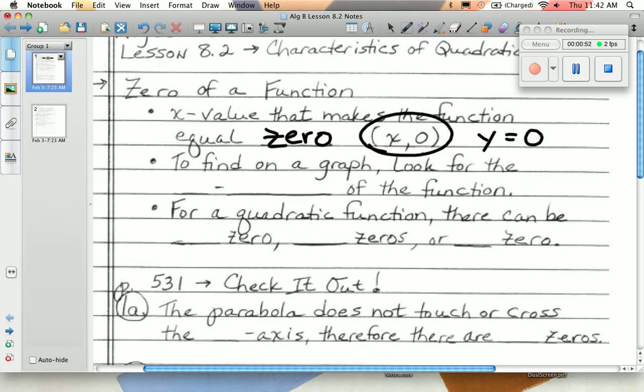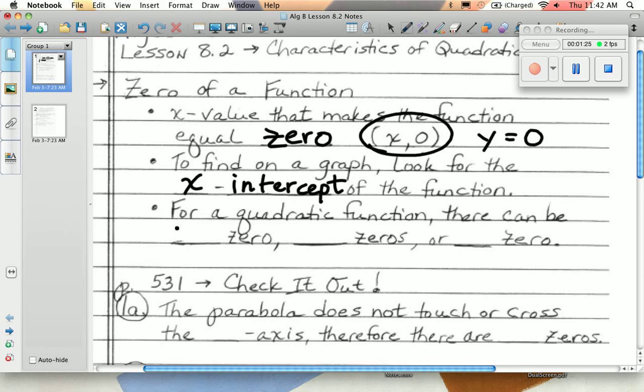To find it on a graph, you're going to look for the x-intercept. Now, we've mostly talked about y-intercepts with linear equations. And remember, a y-intercept is where the line crosses the y-axis. Well, if a y-intercept is where the line crosses the y-axis, what do you suppose an x-intercept is then? Where it crosses the x-axis.